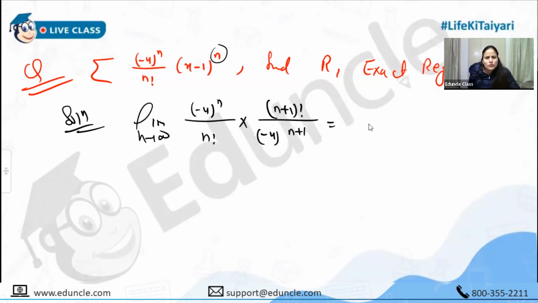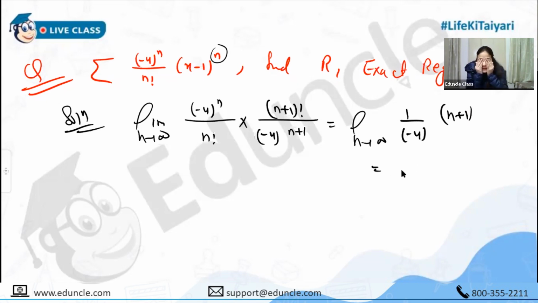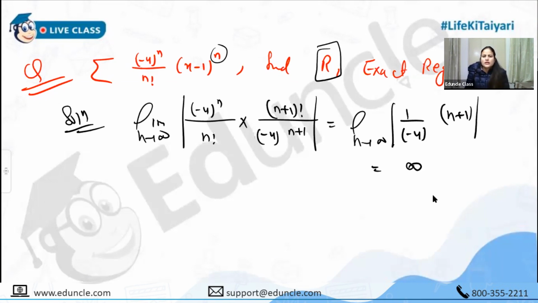Oh, we are having infinity here, correct? Limit n tending to infinity 1 upon minus 4, and n plus 1. Okay, what will be the limit? What will be my radius, by the way? I will have the value of the limit as minus infinity, correct? But radius is never going to be negative. In fact, wait a second, I forgot to put it in modulus. So if we put modulus, the value will be infinity.